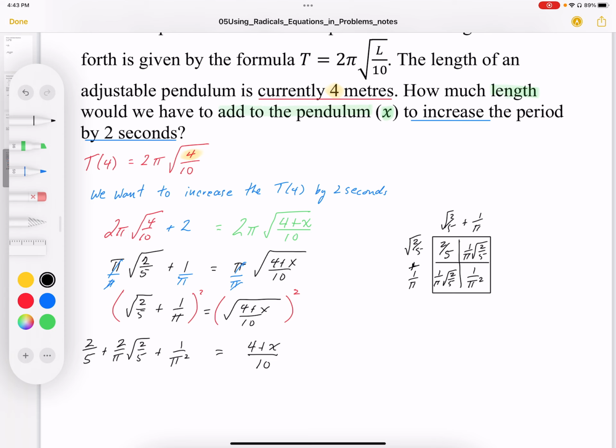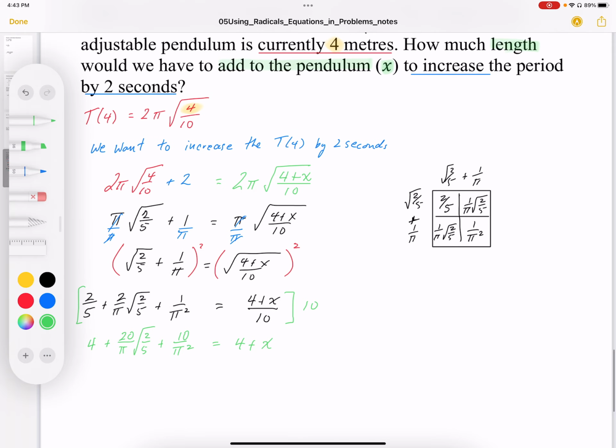I'm going to multiply both sides by 10. And maybe I'll show those steps because there's lots of stuff going on in here. So times by 10: 2 over 5 times 10 ends up with 20 over 5, which is equal to 4. This is going to be plus 20 over pi times the square root of 2 fifths, plus 10 over pi squared, and that's going to be equal to 4 plus x.